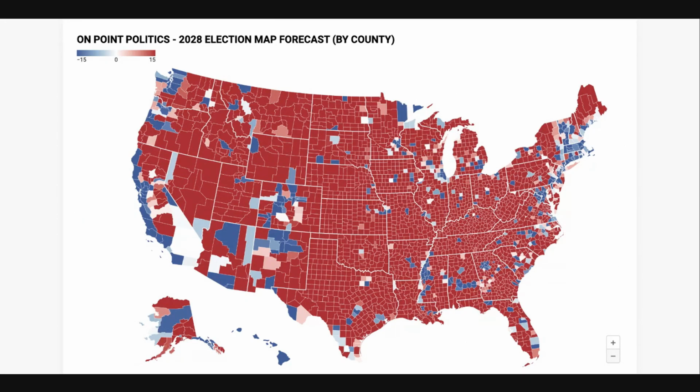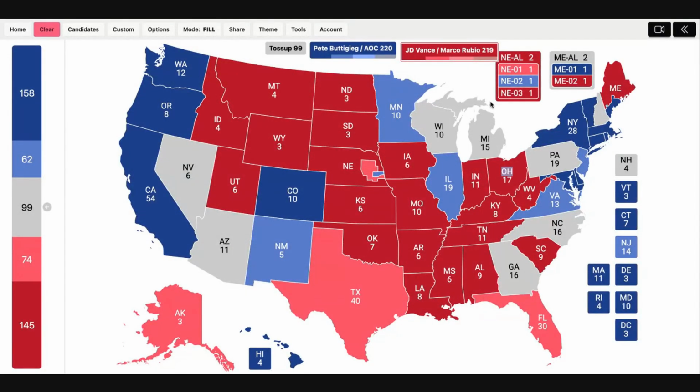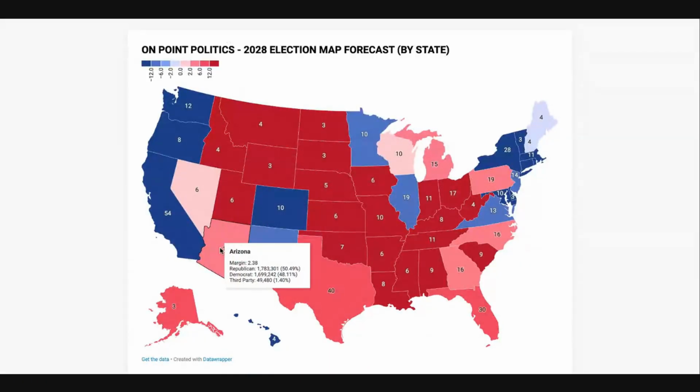And looking at the lean states, starting with the lean Republican states, we're going to have quite a few. Those include Arizona, Georgia, North Carolina, Pennsylvania, and Michigan, bringing Vance over 270 and putting him at the 296 mark as of right now. And again, looking at Arizona, we see that Vance wins the state by about 2.4%, which is an underperformance for Vance from Trump.